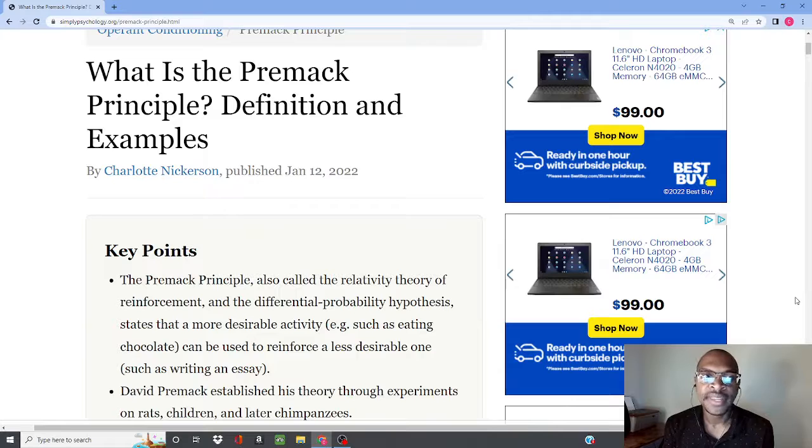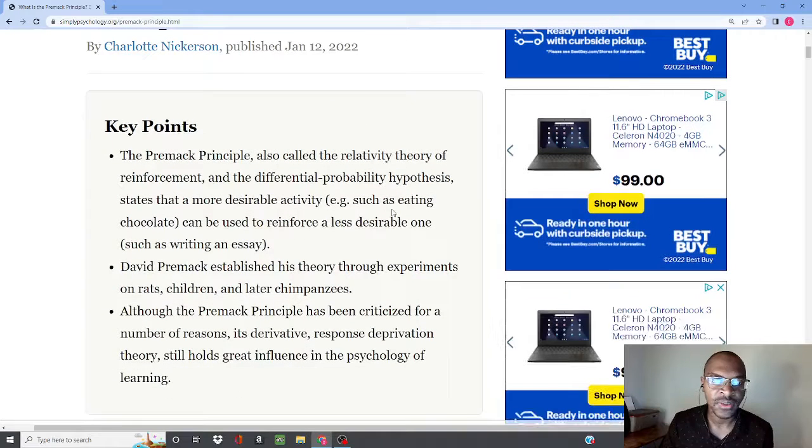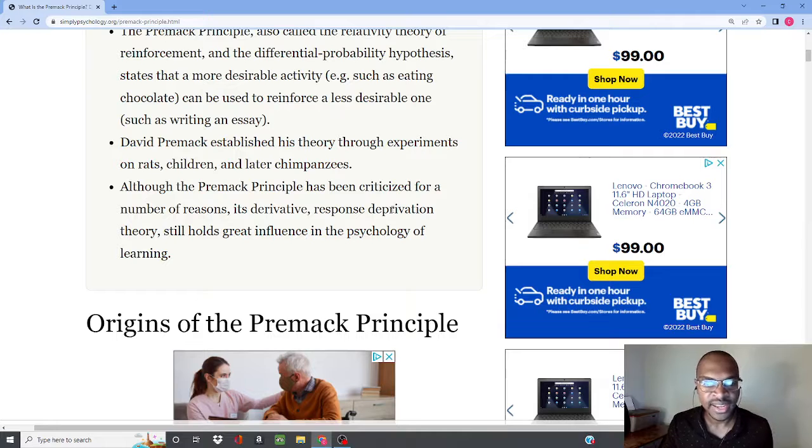All right, so we're here at simplypsychology.org and we're going to take a look at what the Premack Principle is. We'll look at some history behind it, what it is, and some criticisms about the principle. As it says here in the key points, the Premack Principle, also called the relativity theory of reinforcement and the differential probability hypothesis, states that a more desired activity can be used to reinforce a less desirable one. Like I mentioned before, it's just a reinforcement technique. And down here it says, although the Premack Principle has been criticized for a number of reasons, its derivative response deprivation theory still holds great influence in the psychology of learning.